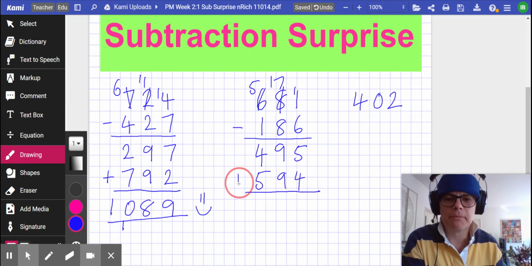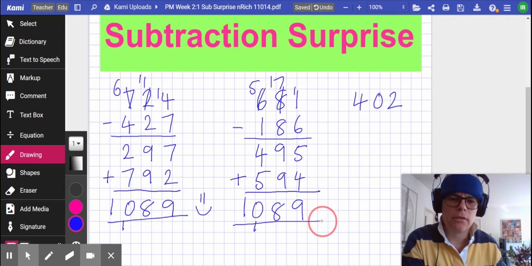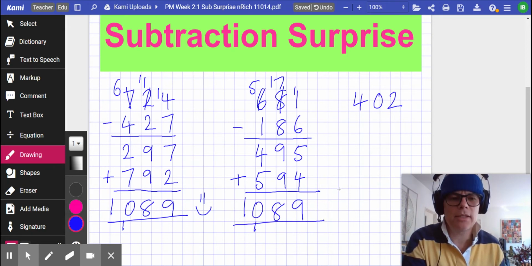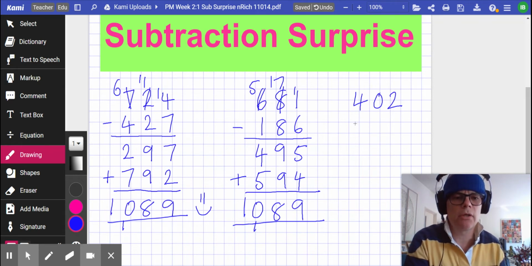Then we reverse, so 5, 9, 4. And now we'll add. What do we get? 5 plus 4, 9. 9 plus 9, 18. And 4 plus 5 plus 1, 10. Same answer, 1089. This is always true. Let's have a look what we got for this one.